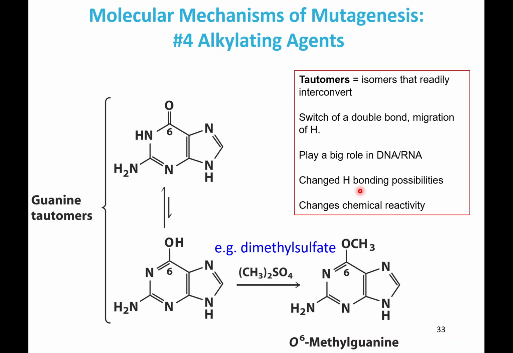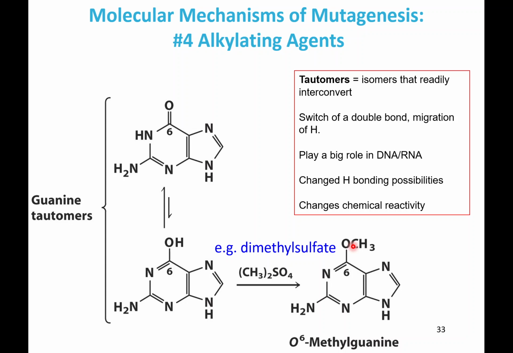What they do is they change H bond possibilities, and also they change chemical reactivity. So if we're looking at guanine, the guanine tautomer would be where this double bond with the OH moves down, and then this hydrogen migrates to the oxygen. So now we have a double bond between the carbon and nitrogen and an OH group here. That becomes important because something like dimethyl sulfate can then react with this OH group and put a methyl group there. So it would methylate that oxygen.